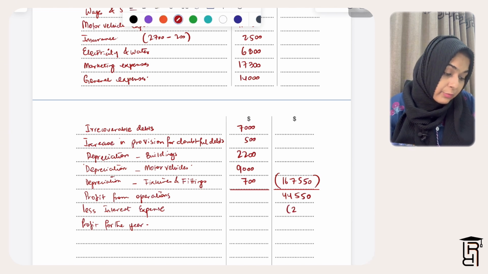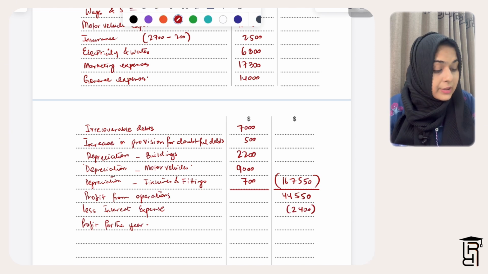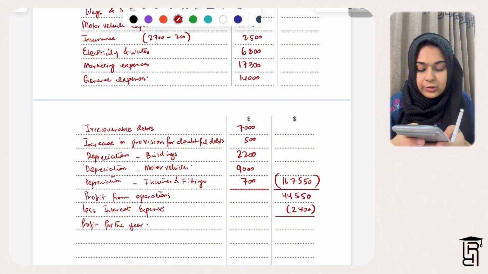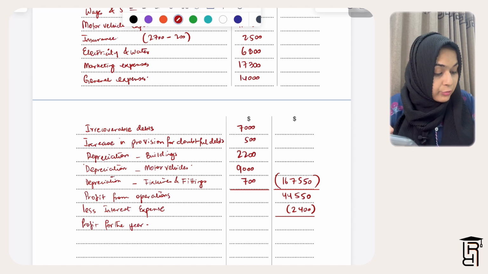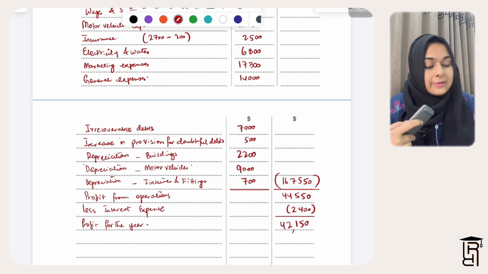This 2,400 will be subtracted from the profit from operations, and then you get profit for the year. So profit for the year will be 42,150. This is my profit for the year. So this was very simple.